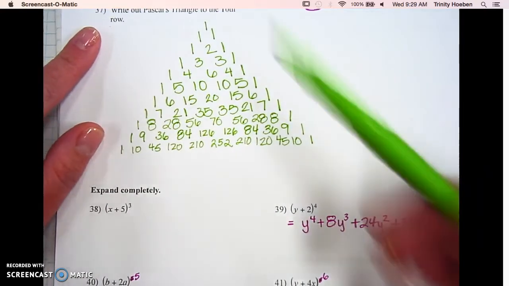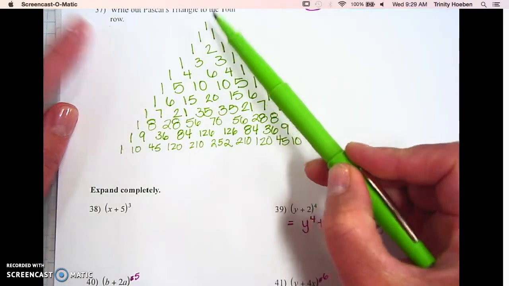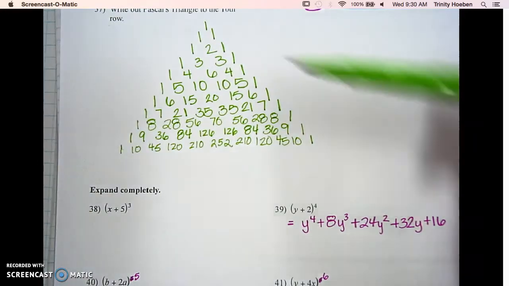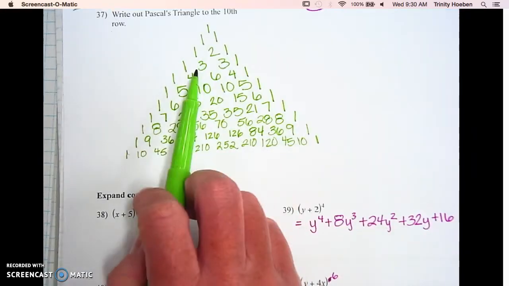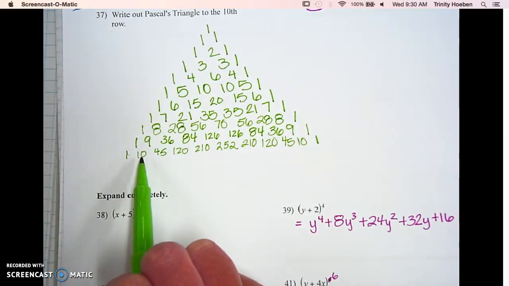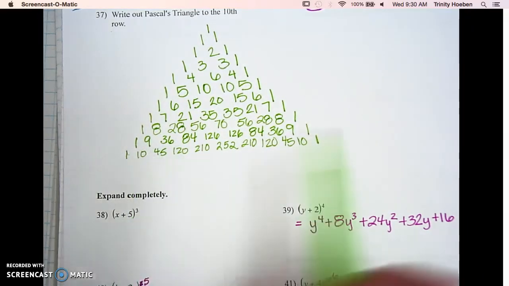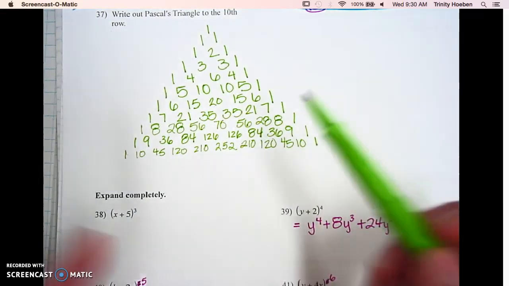row. You just want to make sure that you know that this is the 0 row. So this is row 0. That makes this row 1, this row 2, this row 3, 4, 5, 6, 7, 8, 9, 10. So that's how I'll know where your row 10 is at. And then each number in between is just the two numbers above it added together.